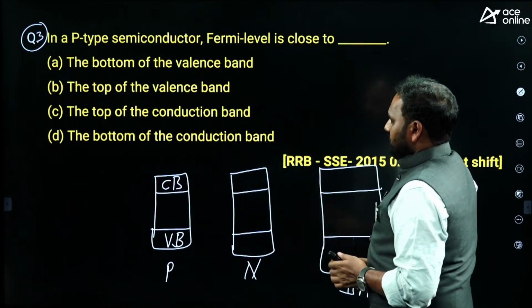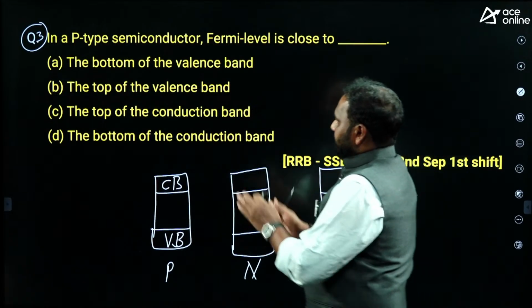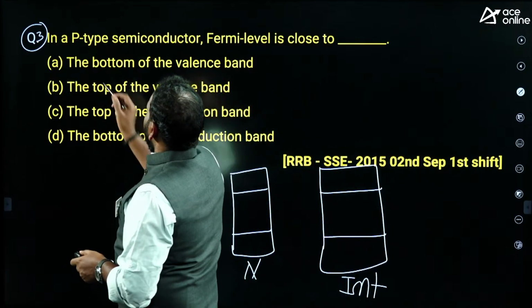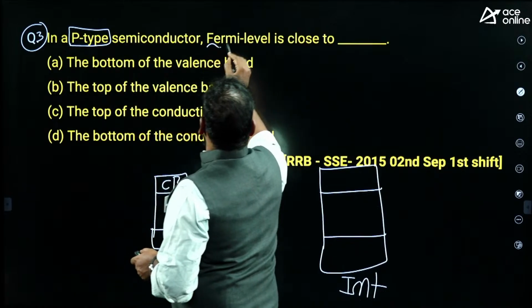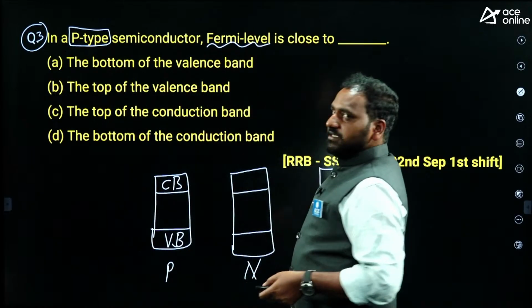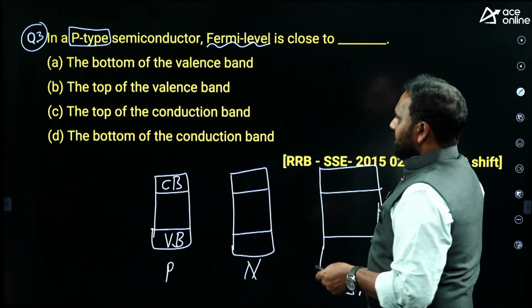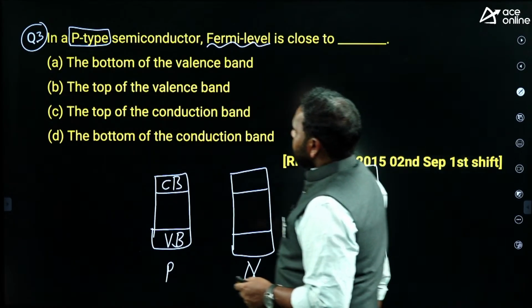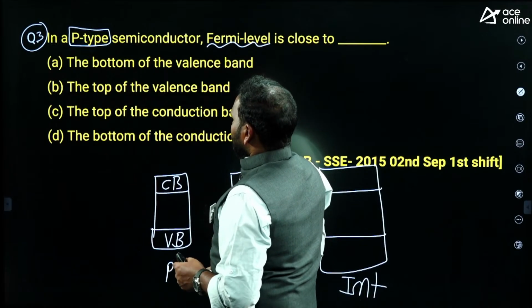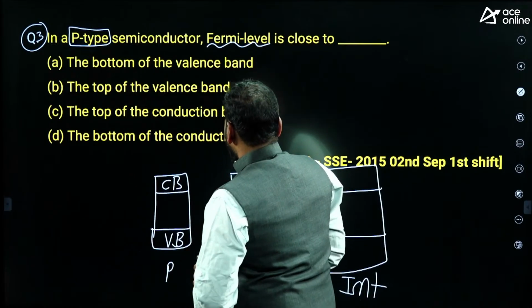I'm waiting for your reply. This particular question number 3 is for a P type semiconductor. Fermi level, or Fermi energy level, which is near to the valence band or conduction band or center. What are the options? Bottom of the valence band, top of the valence band, like that he has given.